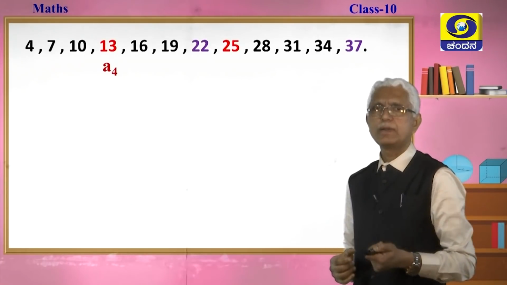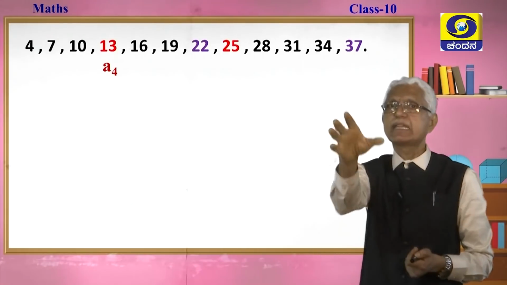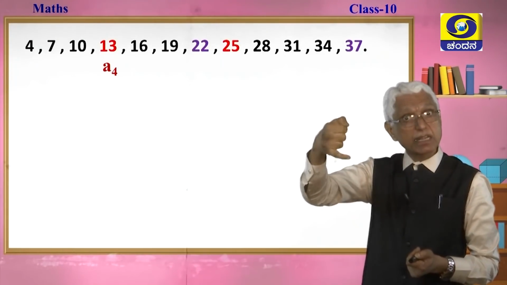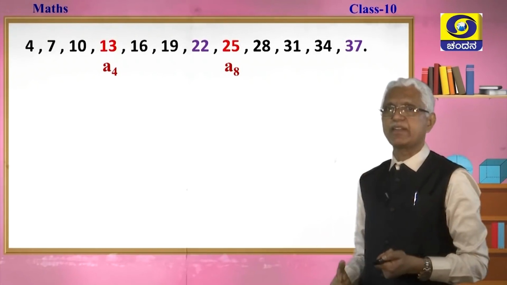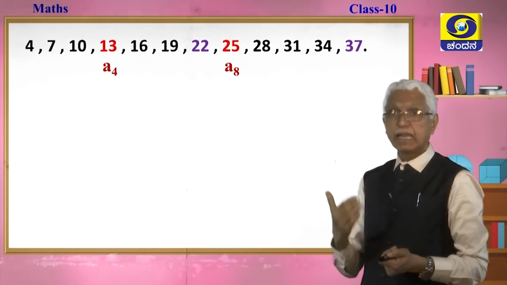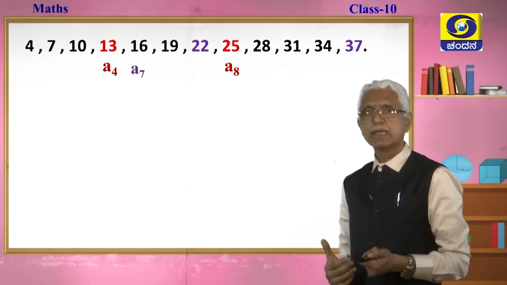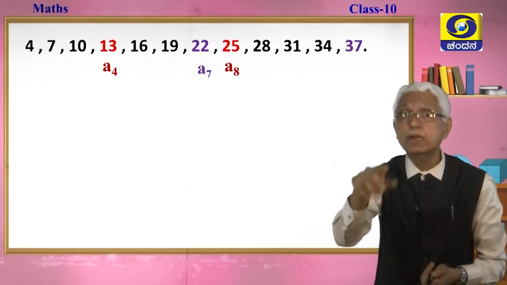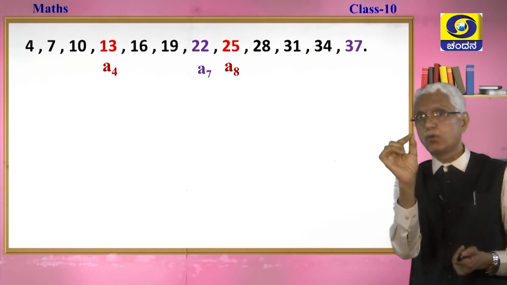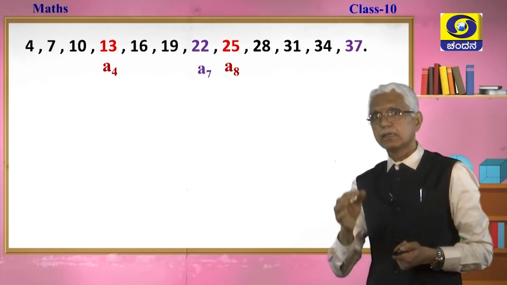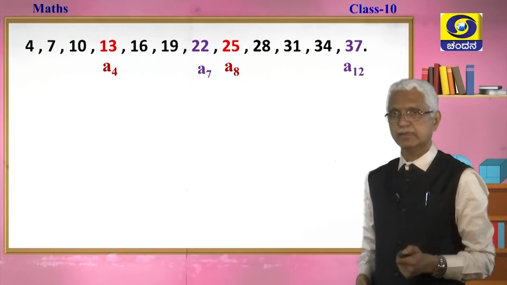One more problem, let us see what it is. They have already given you an AP. In the given AP, the fourth term is 13, A4 is equal to 13 and the eighth term is 25. Let us see what condition they are going to impose. And the seventh term is 22. Please look at the numbers. Fourth term is 13, seventh term is 22, 12th term is 37.